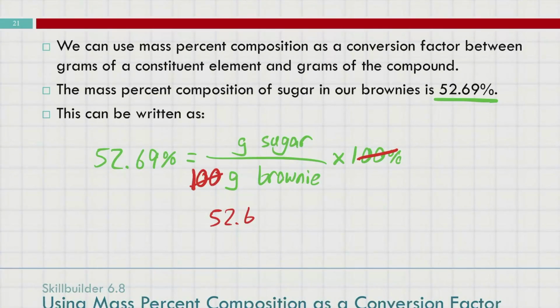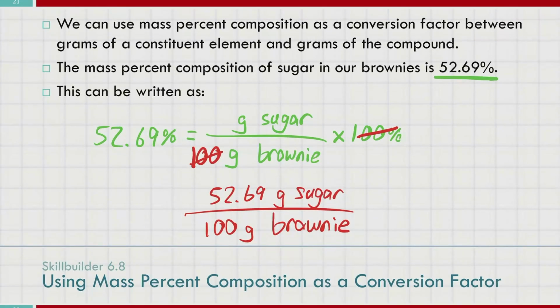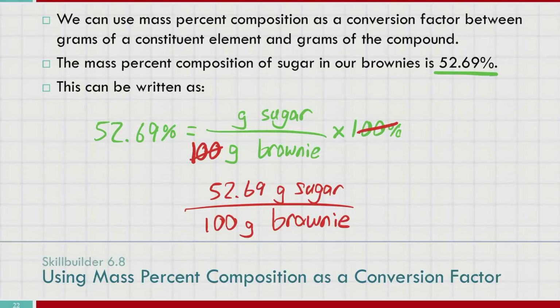You can make it 52.69%, whatever the percentage is, but grams sugar over 100 grams brownies. That's what I was trying to get to. That's our conversion factor. I just don't remember the math of how to get there.